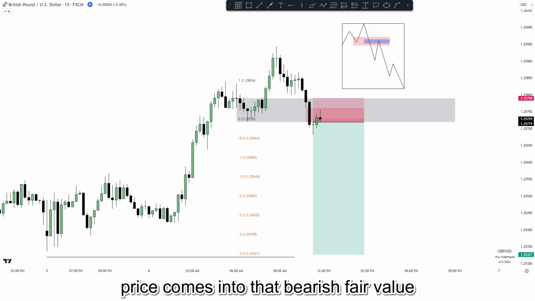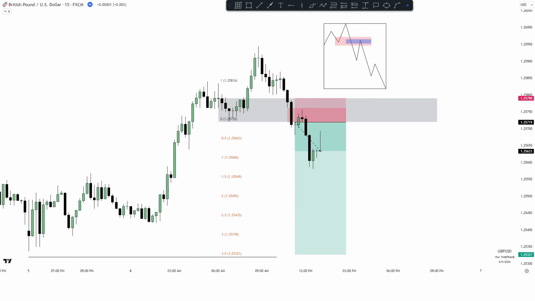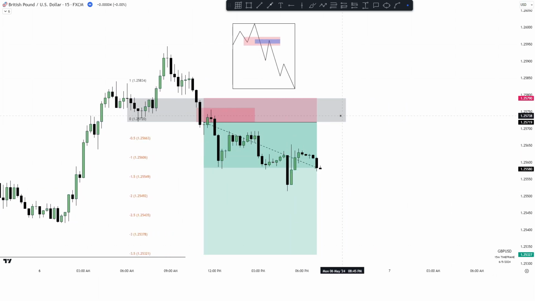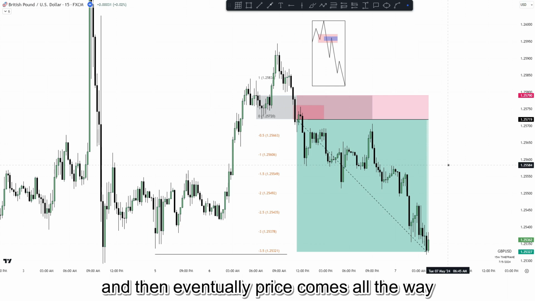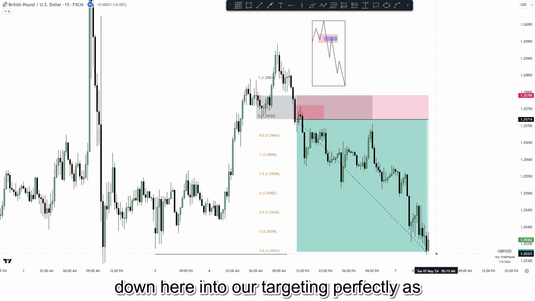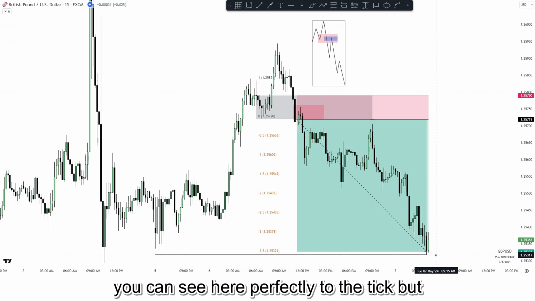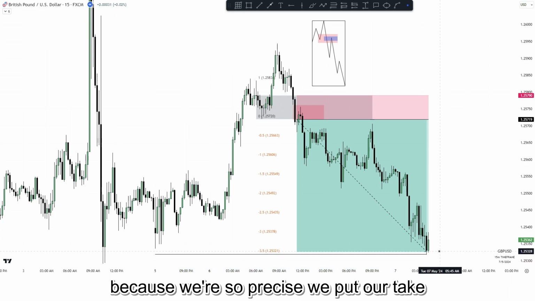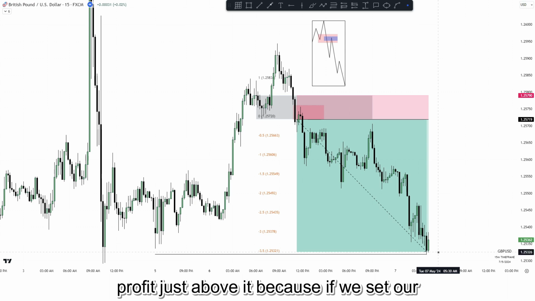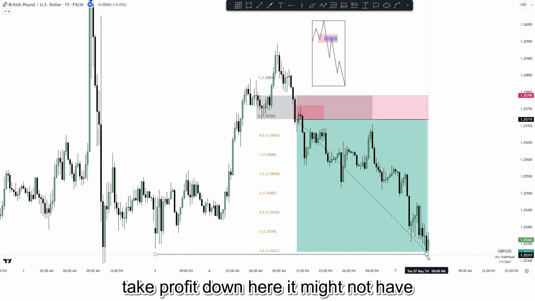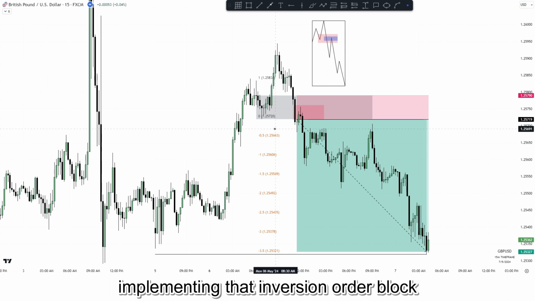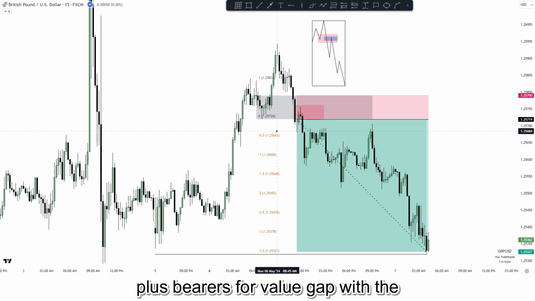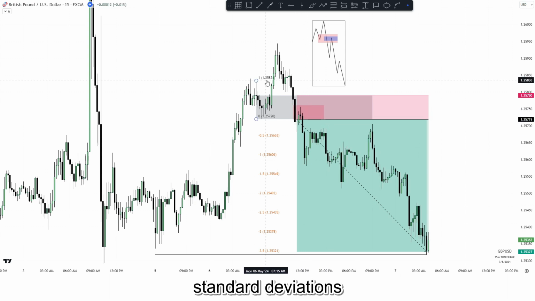Price comes into that bearish fair value gap just like so. And then eventually price comes all the way down here into our targeting perfectly. As you can see here, perfectly to the tick. But because we're so precise, we put our take profit just above it, because if we set our take profit down here, it might not have filled us in. So this is why it's very important to do so. Very, very solid implementing that inversion order block plus bearish fair value gap with the standard deviations.